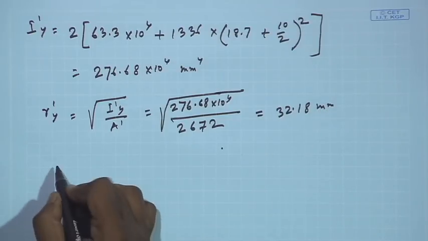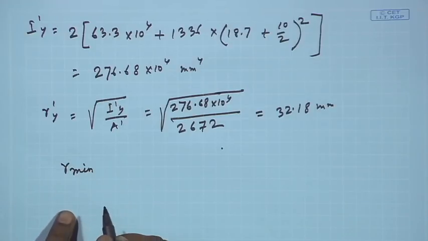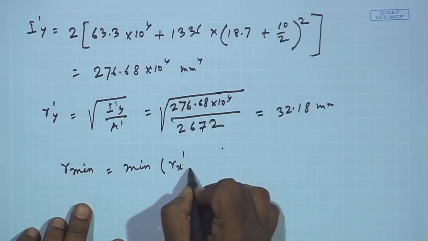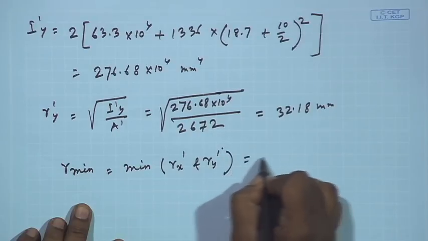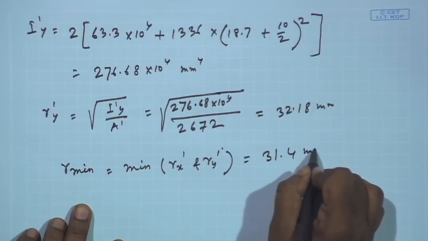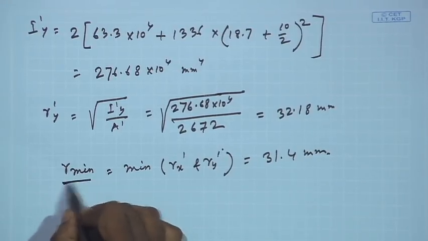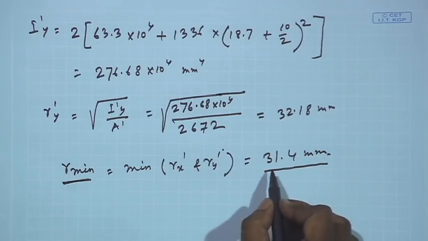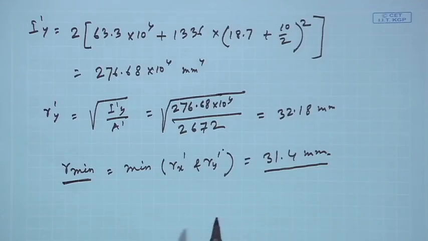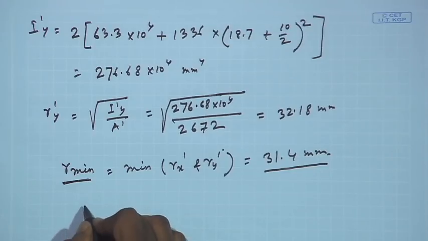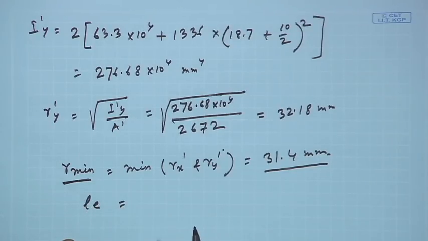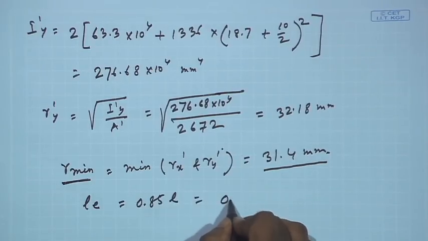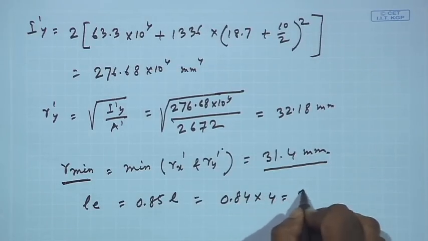So, minimum radius of gyration, r minimum I have to find out, because about that it will buckle. So, that will be minimum of r x dash and r y dash, right. Minimum if we see, it will be 31.4 millimeter, right. This minimum radius of gyration we could find as 31.4 millimeter. Now, the effective length L e can be found as 0.85 L. So, this will be 0.85 into, it was 4 meter. So, this is 3.4 meter.